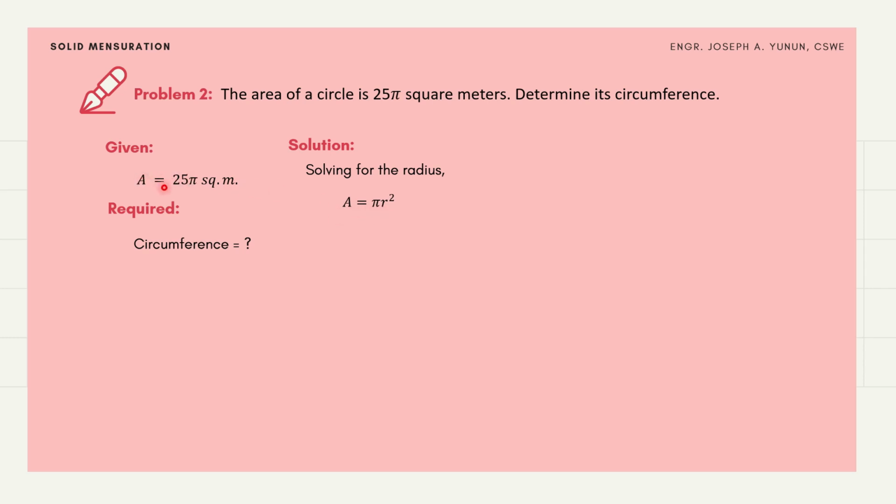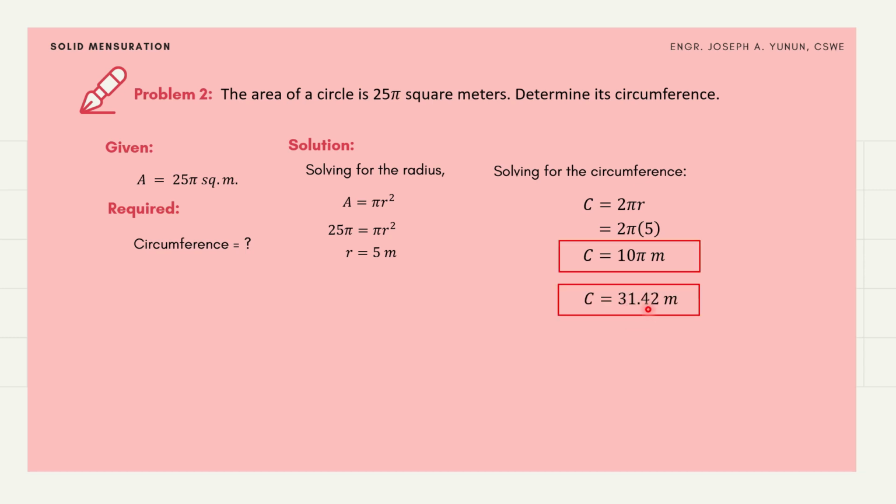Substituting the value of your area, which is 25 pi, that is equal to pi r squared, and dividing both sides by pi. Then taking the square root of both sides, you can solve for the radius, which is 5 meters. Now I have this radius, we can now use the formula for circumference, 2 pi r. Substituting the value of the radius, you get 2 pi times 5. Using your calculator, that is 10 pi meters, or you can use the decimal value.